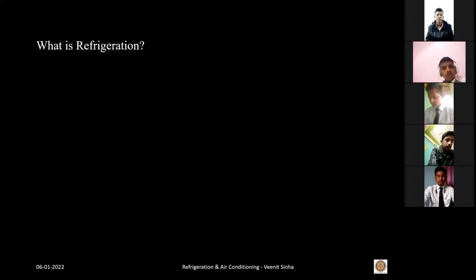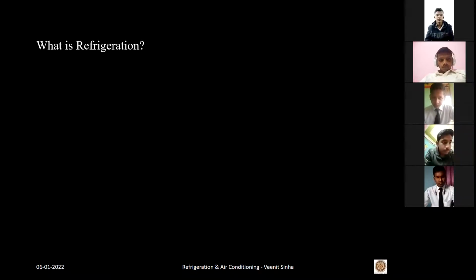सबसे पहले हम पढ़ेंगे कि refrigeration कहाँ से है. This particular word is a Latin word. Re means back, and frigus, that means cold. From there this word refrigeration has been extracted.